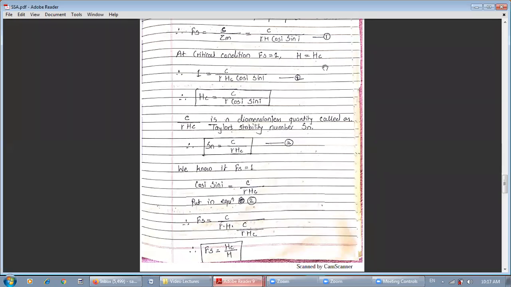Taylor stability number is for only purely cohesive soil. Okay, we are not going to use this Taylor stability number for C-phi soil or cohesionless soil. It is for only purely cohesive soil in infinite slope.